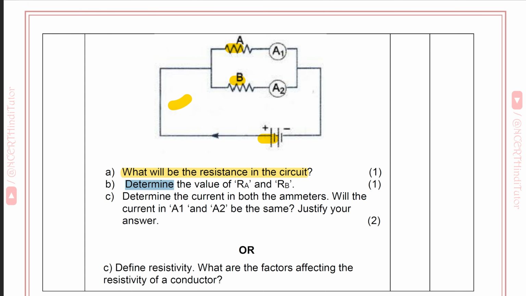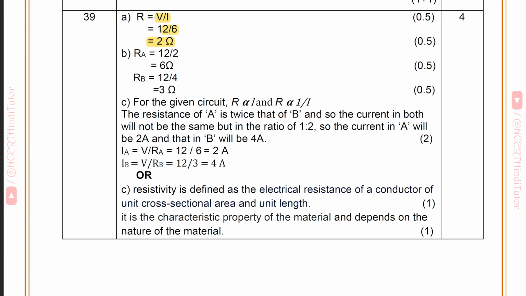B. Determine the value of RA and RB. Answer. So friends, as it is given, the resistance of A is twice that of B and R is proportional to L and R is proportional to 1 upon I. So the current in both will not be the same but in the ratio of 1:2. So the current in A will be 2 ampere and that in B will be 4 ampere.